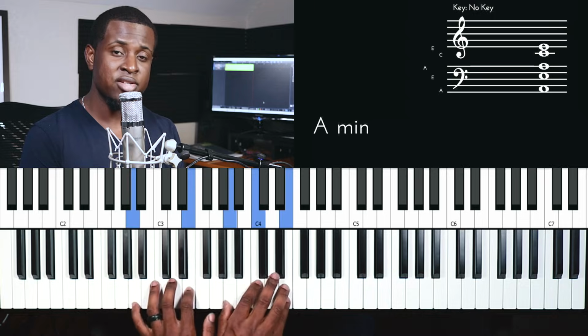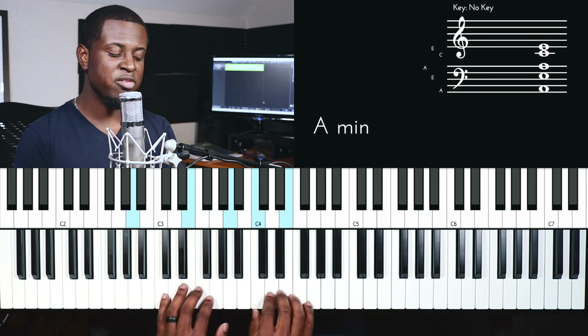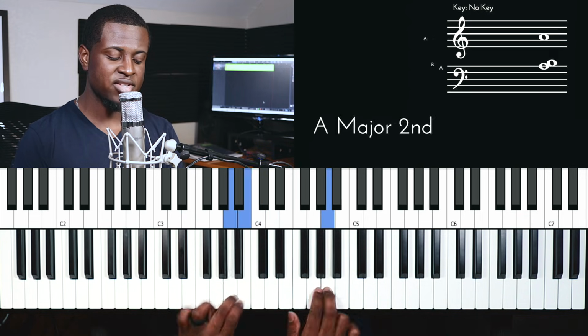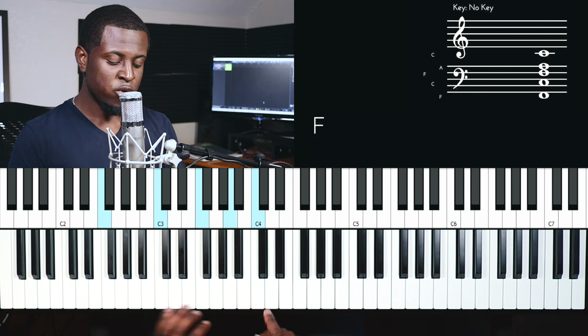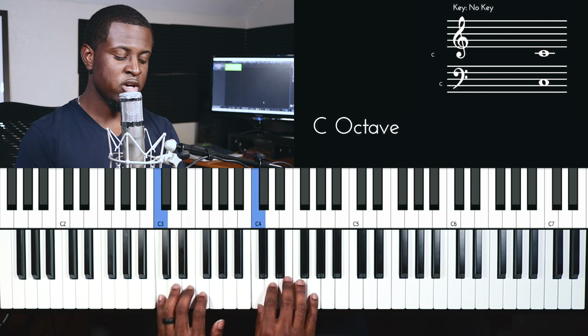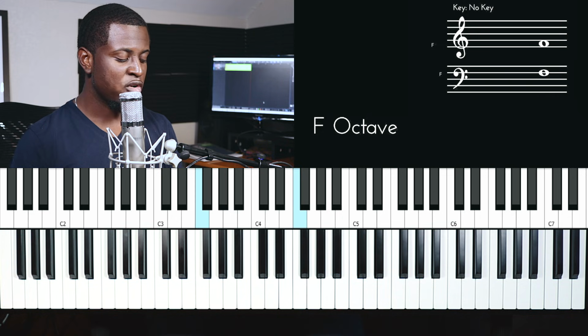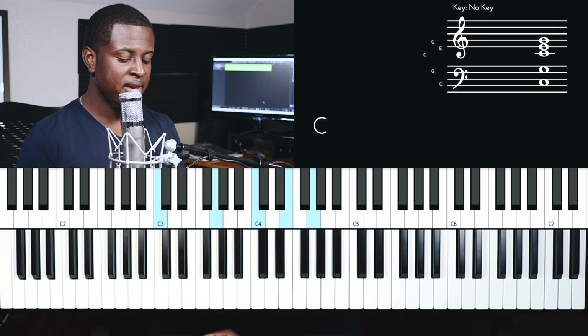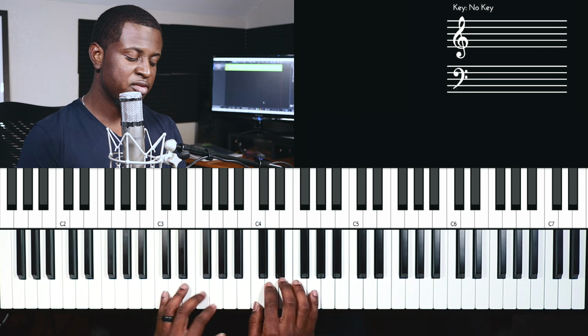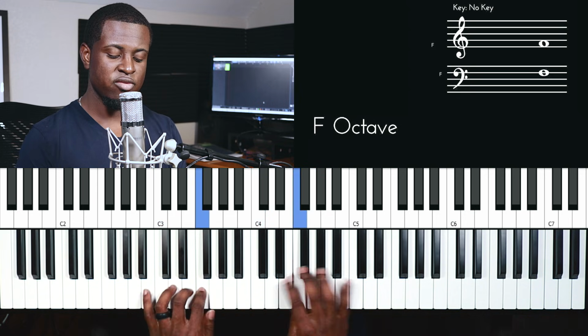A minor being the 6th degree, which is 6 notes away from C. 1, 2, 3, 4, 5, 6. I'm referring to 4, which is F, which would be 4 notes away from C. 1, 2, 3, 4. I'm referring to C, which is 1. All right. And then G, which is 5 notes away from C. 1, 2, 3, 4, 5.